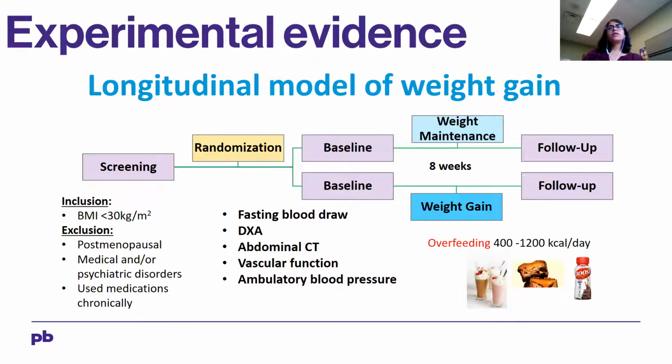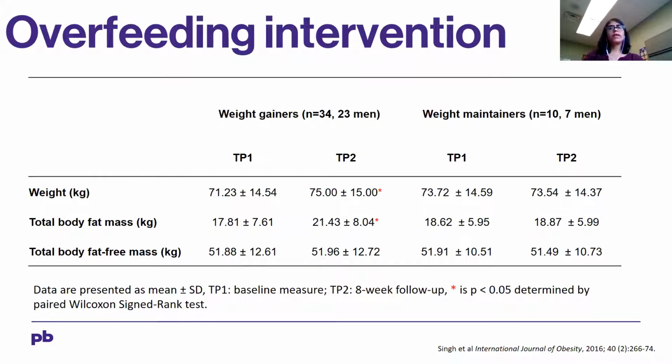So what happened with our intervention is what we had designed it to be. In the first 2 columns here is the data from the weight gainers. The overfeeding led to an increase in body weight, approximately 4 kgs of weight gain. And these increases in body weight were mainly related to increases in total body fat mass, while the fat-free mass did not really change. And our weight maintainers did a good job of not gaining any weight or changing any of their body composition measures.